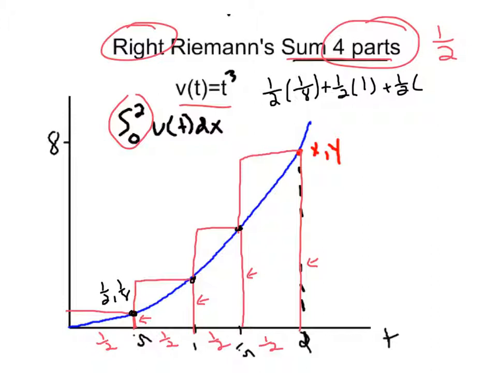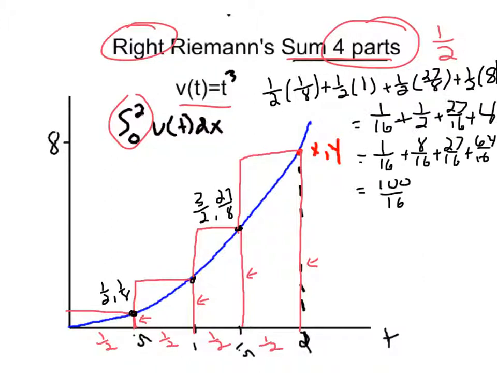That point is at 3/2 and 27/8, plus the final rectangle, which is 1/2 times 8. I could add all of those up, and I get 100/16. That is my estimation for the area under that curve.